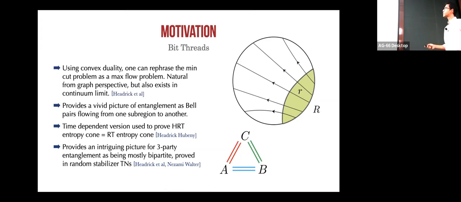Yeah, so within these three parties, the structure is of some Bell pairs shared between A and C, some between B and C, and some between A and B. Yes. In fact, in a paper by Nezami and Walter, they showed that this was precisely true in what are called random stabilizer tensor networks. Similar to what I talked about yesterday, random tensor networks were where we picked the vertices to be Haar random tensors, and a simpler version of it is these random stabilizers. Stabilizers are basically like Clifford gates. So you basically pick random.